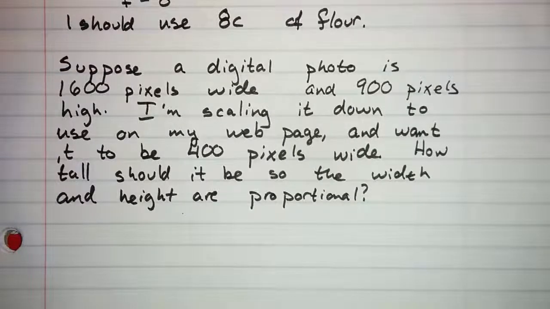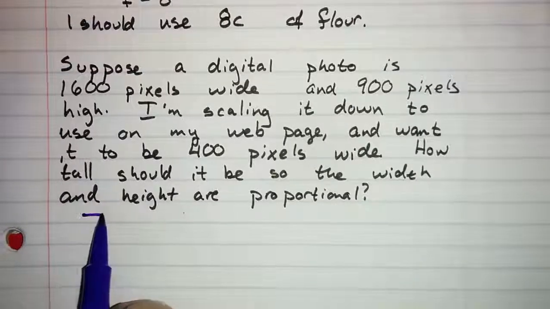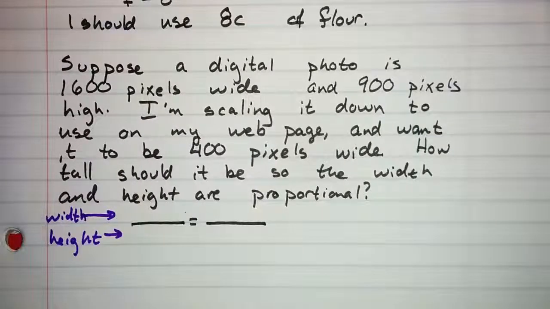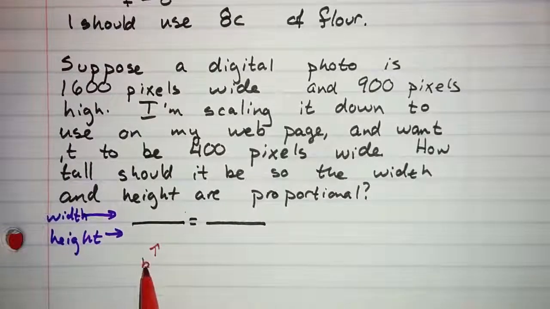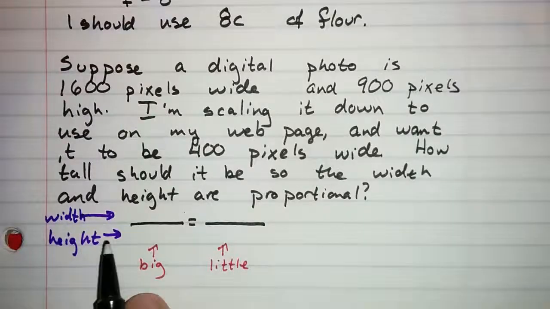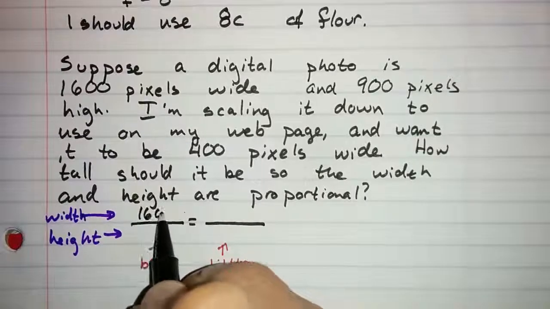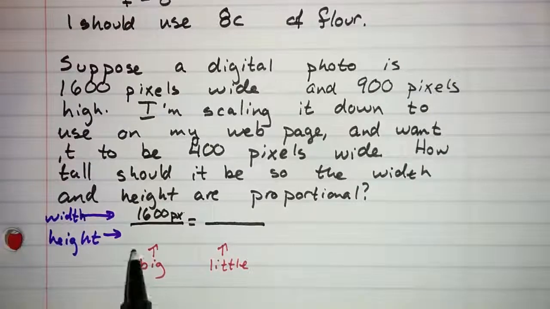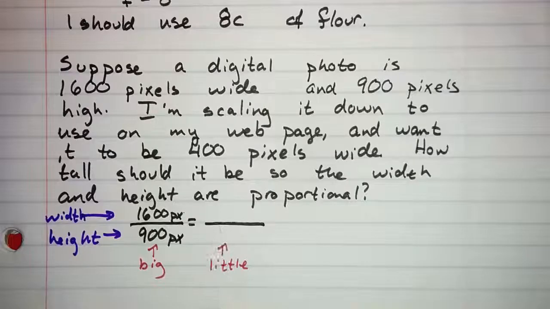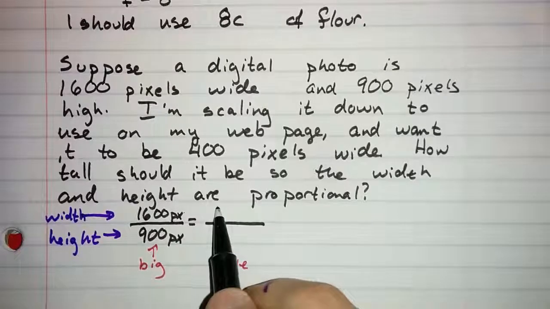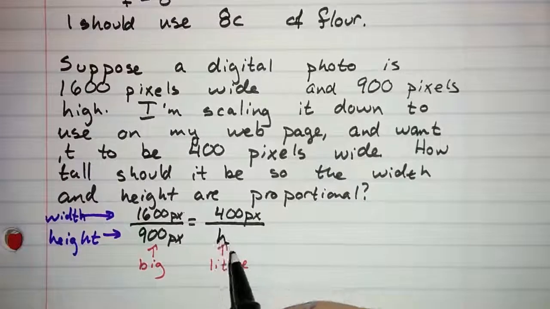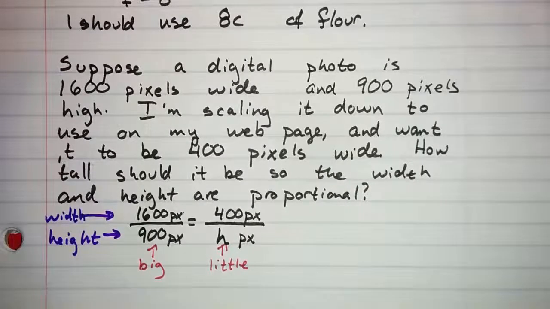Alright, I'm going to use the ratio width to height again. So I'm going to have width and height. I'm going to take my first ratio from the big picture and my second from the little picture. So in the big picture, the width is 1600 pixels. The height is 900 pixels. In the little picture, the width is 400 pixels, and the height is going to be h pixels.